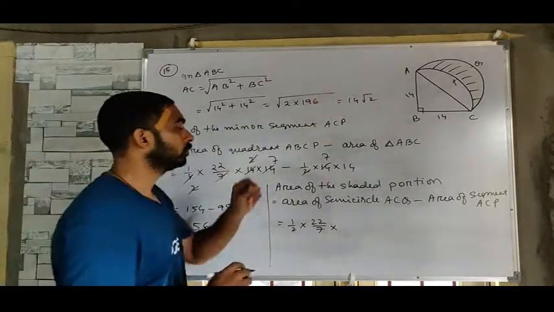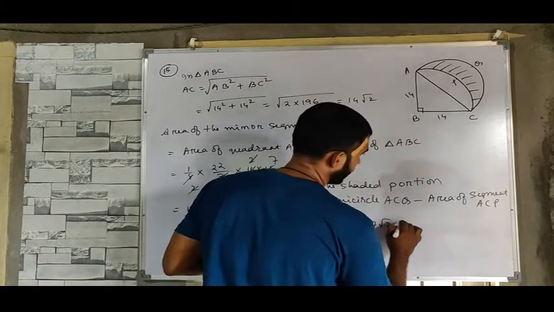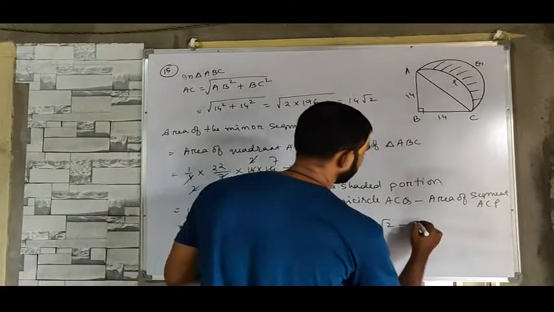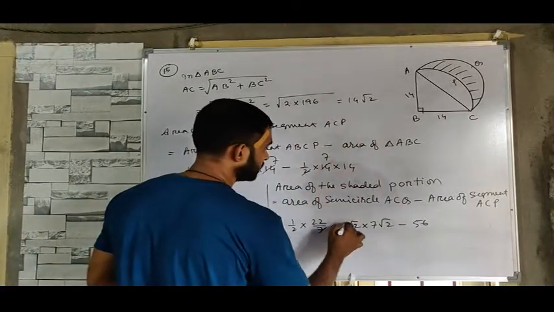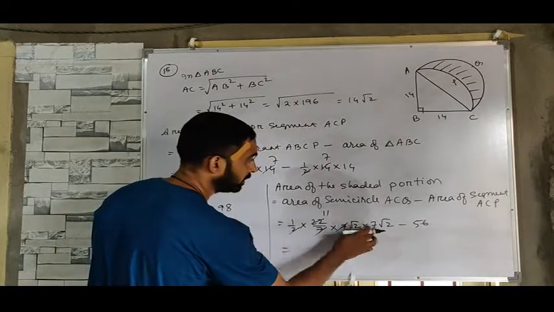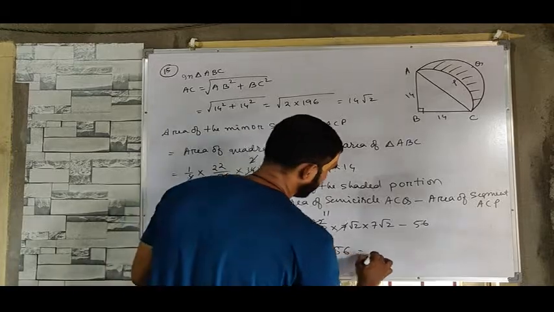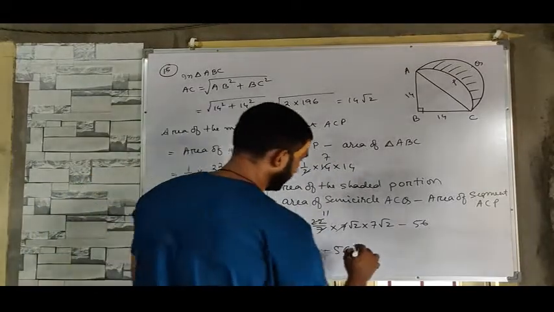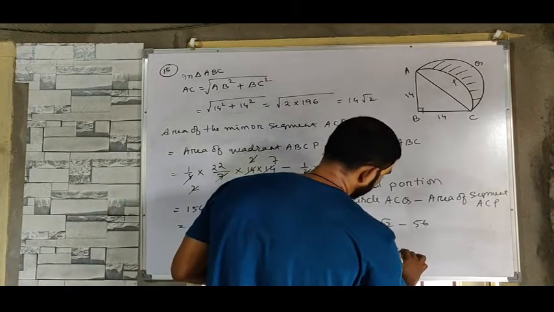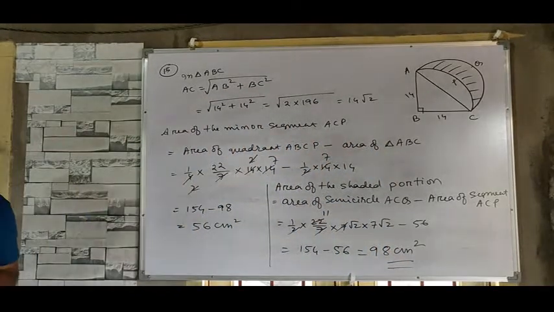Diameter equals 14 root 2, so radius equals 7 root 2, minus 56. 7 7 cancel, 2 11. So 77 into 2 means 154 minus 56 equals how much? 98. Equal to 98 square centimeter.